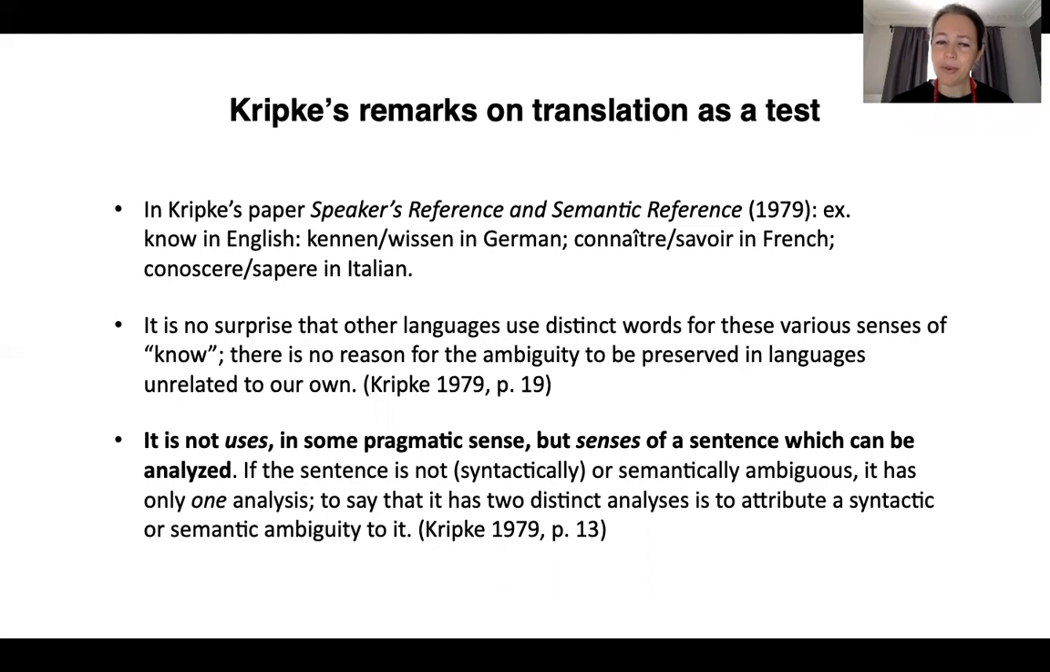So Kripke concluded this analysis, saying that it is not uses in some pragmatic sense, but senses of a sentence which can be analyzed in this way. If the sentence is not syntactically or semantically ambiguous, it has only one analysis. To say that it has two distinct analyses is to attribute a syntactic or semantic ambiguity to it.